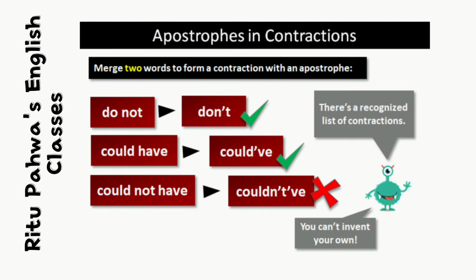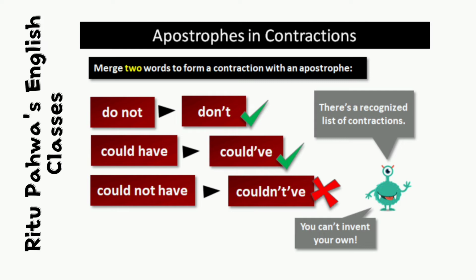Next example is do not. Its shortened version would be don't. In this, the letter O from the not would be removed और उसकी जगह लेगी apostrophe. Next is could have. Could have COULD. HA would be removed and instead of that apostrophe and then VE. And the correct spelling would be COULD apostrophe VE. Could have would be the contraction form.